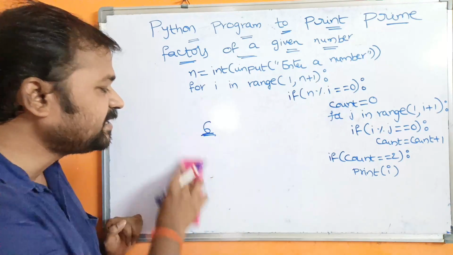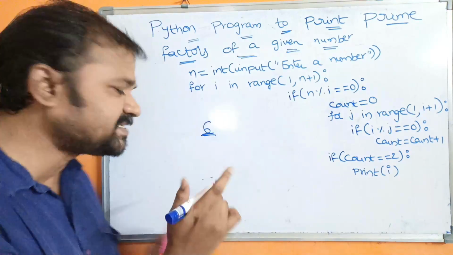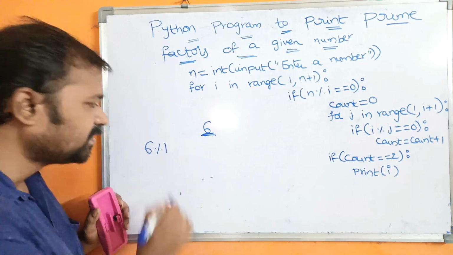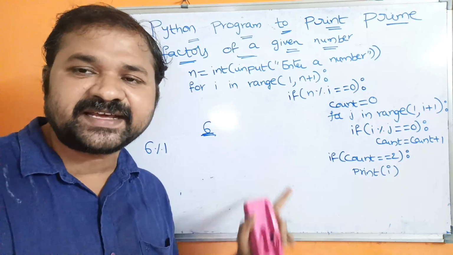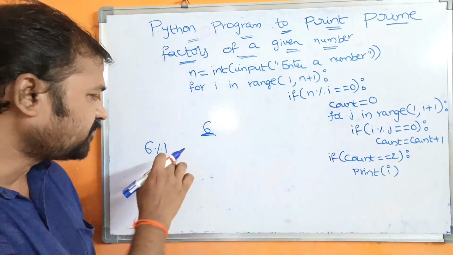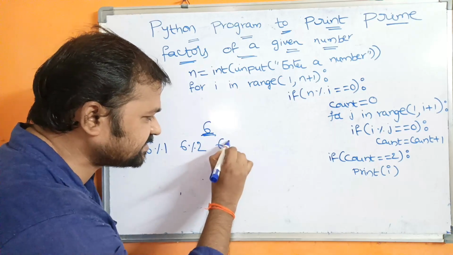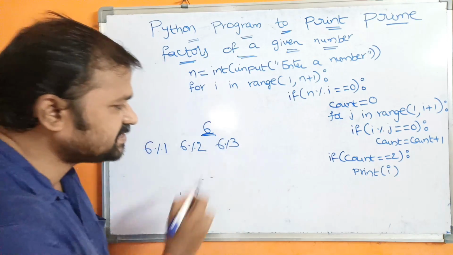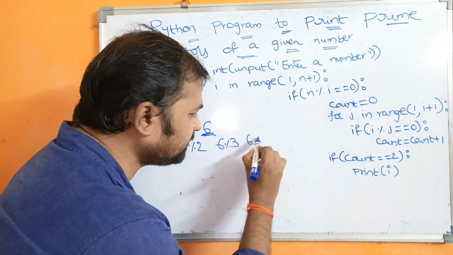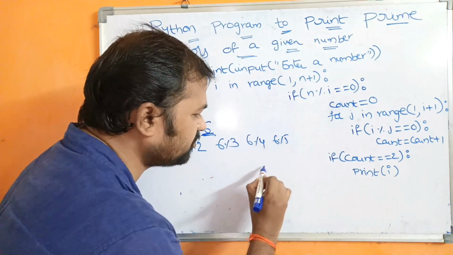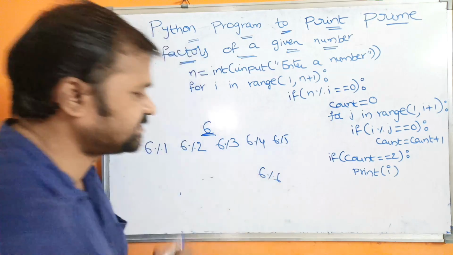The minimum factor for any number is 1, whereas the maximum factor is that number itself. So we have to determine the factors from 1 to 6. So 6 modulo 1, 6 modulo 2, 6 modulo 3, 6 modulo 4, 6 modulo 5, 6 modulo 6.